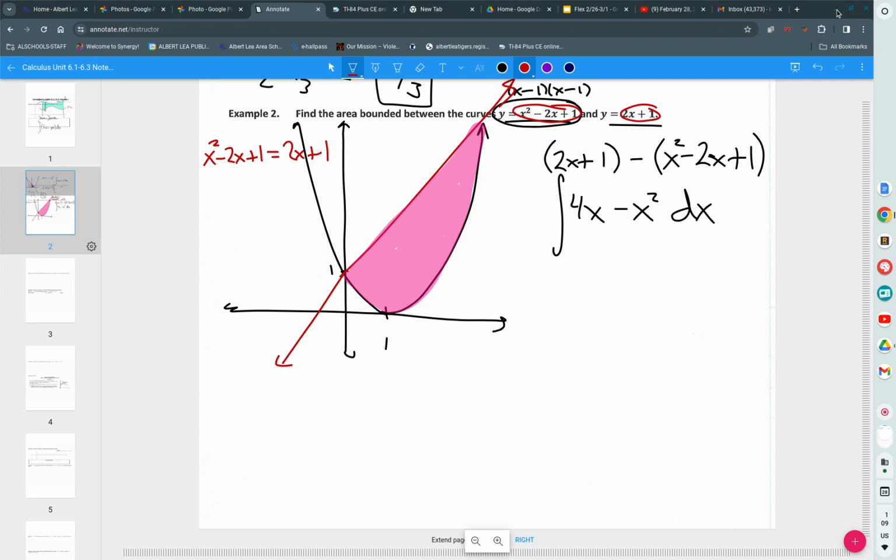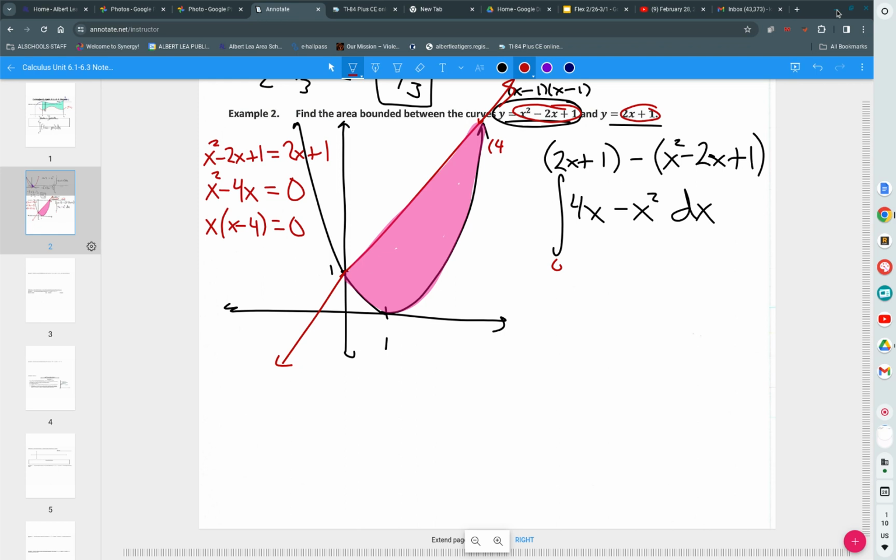The ones will cancel and we get x squared minus 4x equals 0. Take an x out and I'm left with x minus 4. Does it make sense by our graph that one of the intersection points should be 0? It does. And the other intersection point, apparently over here, is an x value of 4.